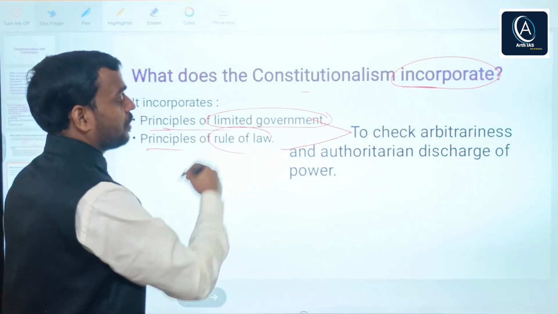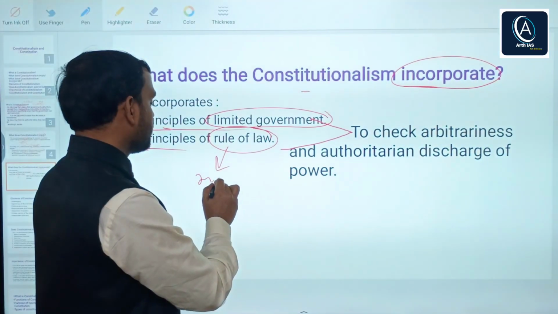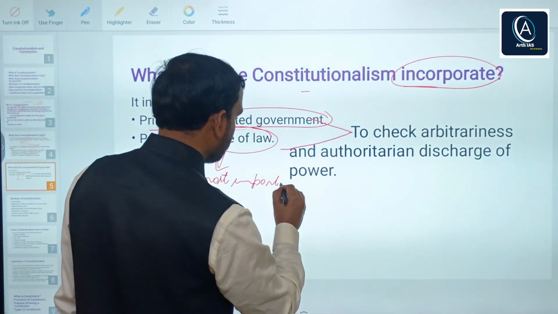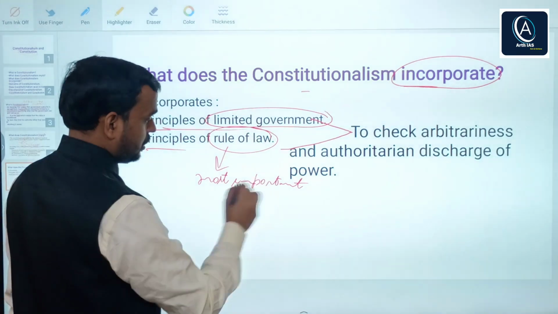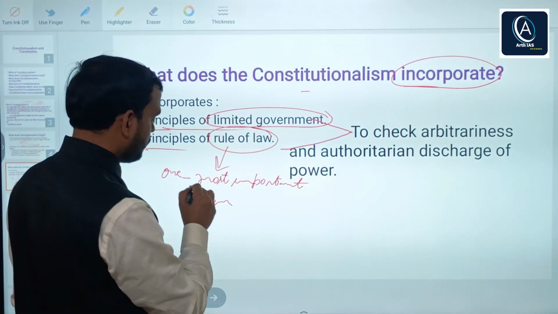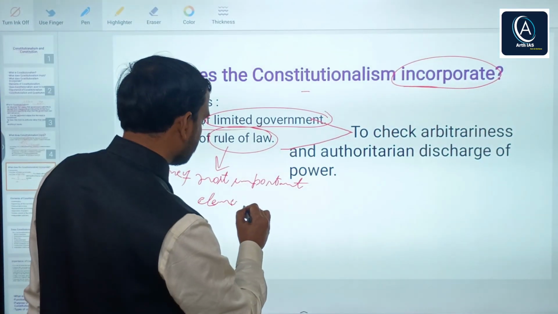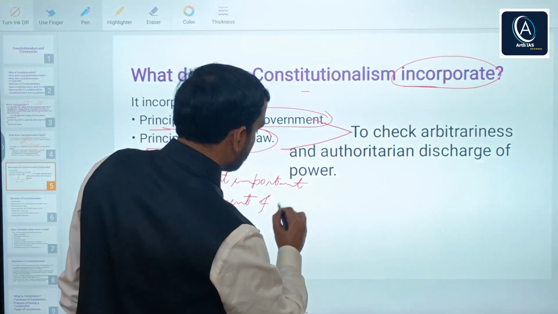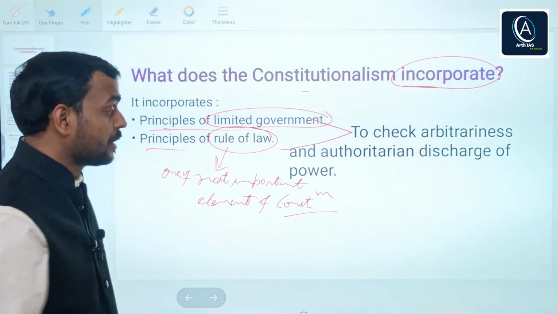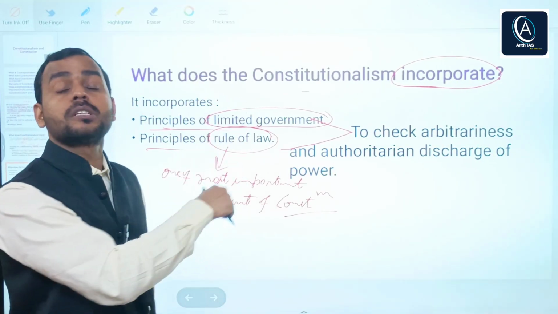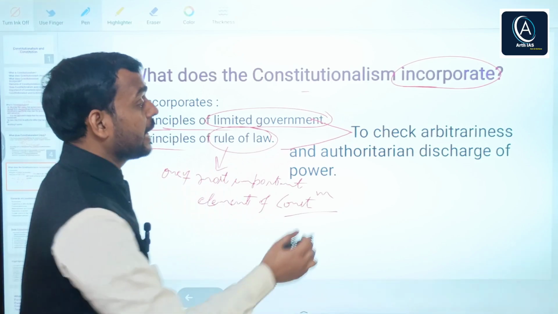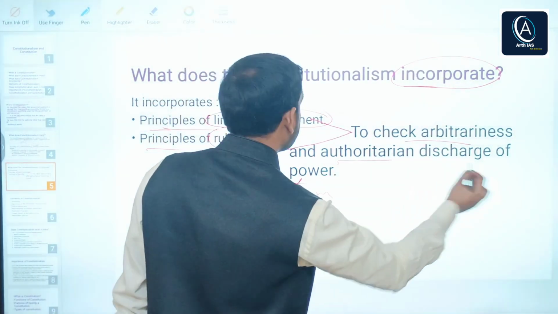Again, the principle of rule of law, I told you it is one of the most important elements of constitutionalism. I am writing in short. So constitutionalism incorporates two things: first, the principle of limited government; second, the principle of rule of law, to check arbitrariness and authoritarian discharge of power.